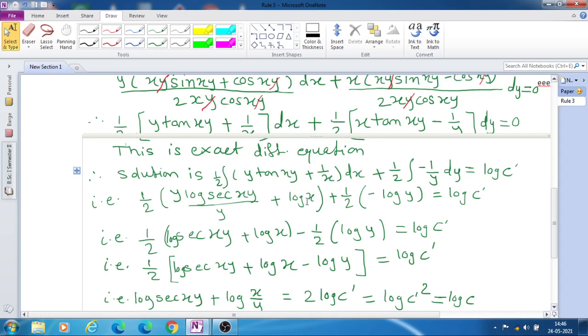Plus 1 upon x, integration of 1 upon x with respect to x is log x. Plus now here 1/2 into minus 1 upon y dy, means minus integration of 1 upon y with respect to y is log y, is equal to log c dash. Therefore here y is cancelled and remains log sec xy, this is log x, minus this is 1/2 log y, is equal to log c dash.